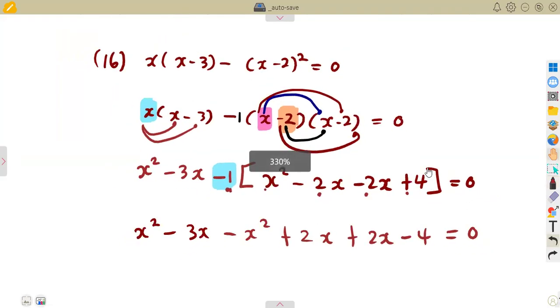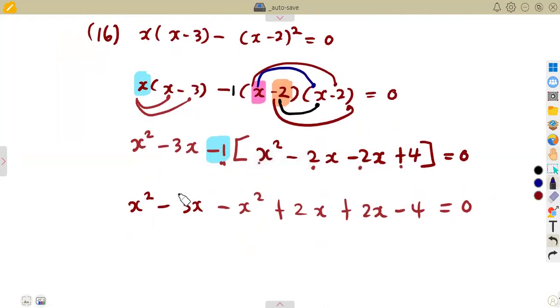So we are back to the idea of like terms. I've got 1x squared minus x squared. So 1 minus 1 is 0. For the part of x, I'm having -3x, 2x, and 2x. So I'm going to add -3 plus 2, which gives us -1. Then we add another 2, so it's going to be +1x, which is x. But there is a -4 there. So that's x minus 4, which is equal to 0.